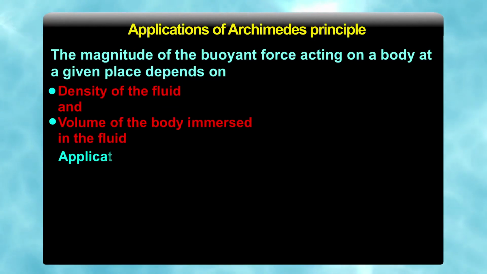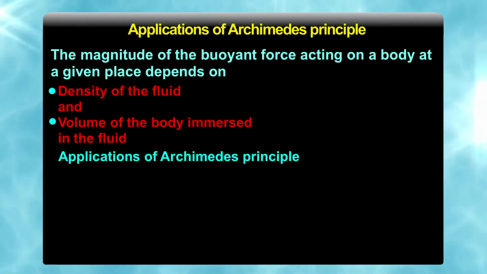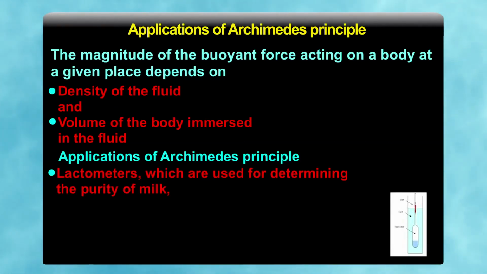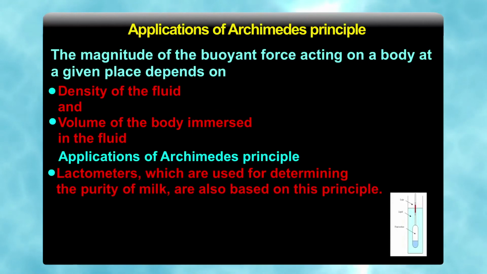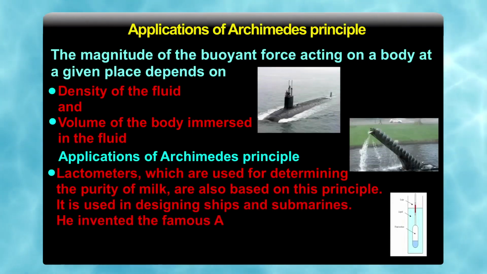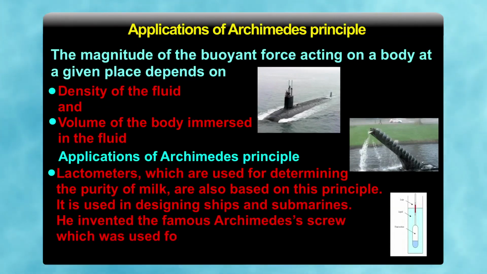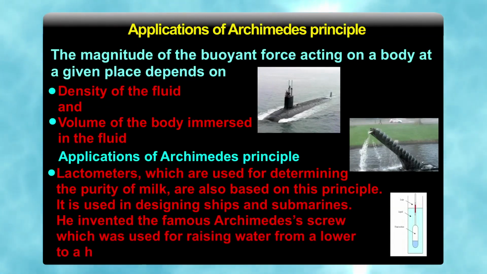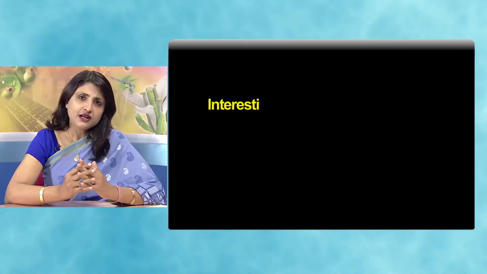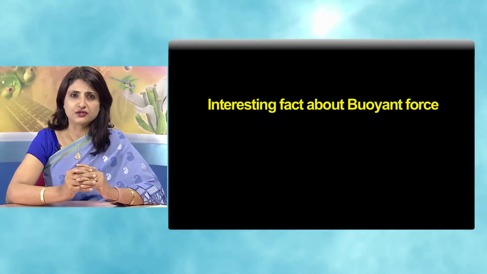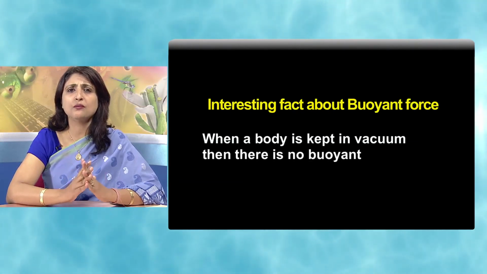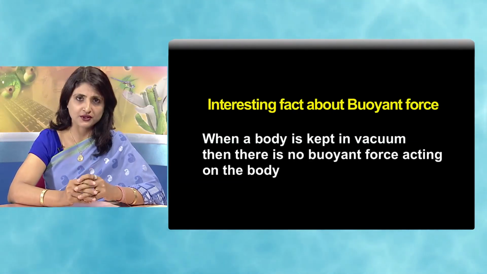There are various applications of Archimedes' principle, that is lactometers, which are used for determining the purity of milk. They are also based on this principle. It is also used in designing ships and submarines. He invented the famous Archimedes screw, which was used for raising water from a lower to a higher level. There are interesting facts about buoyant force. When a body is kept in a vacuum, there is no buoyant force acting on the body.